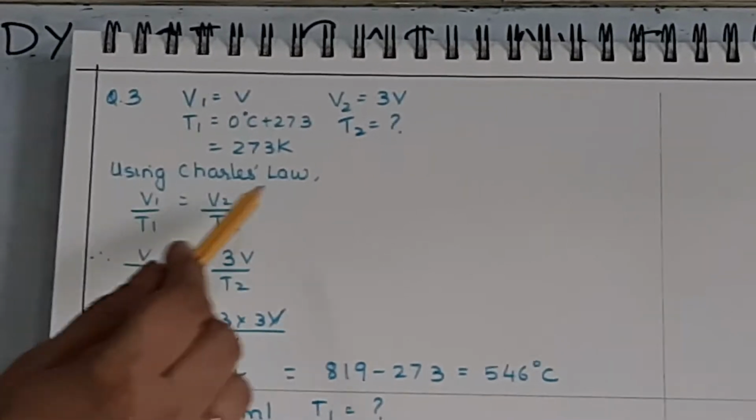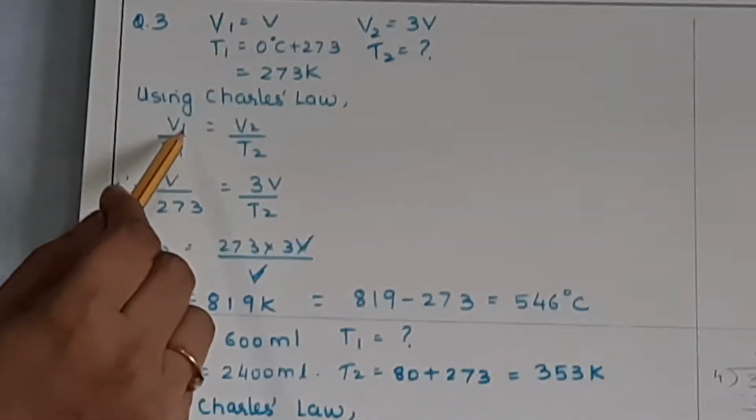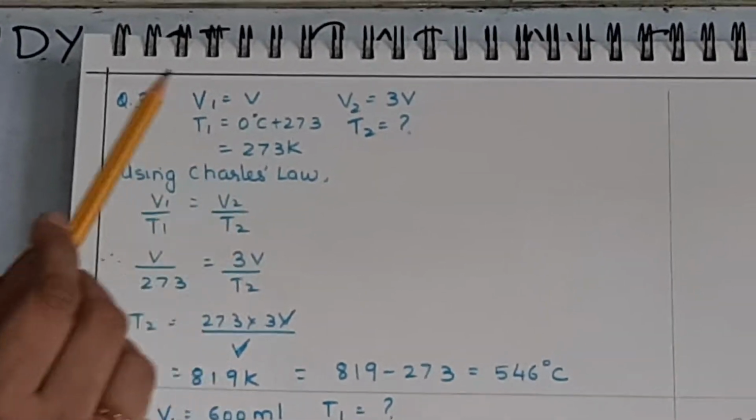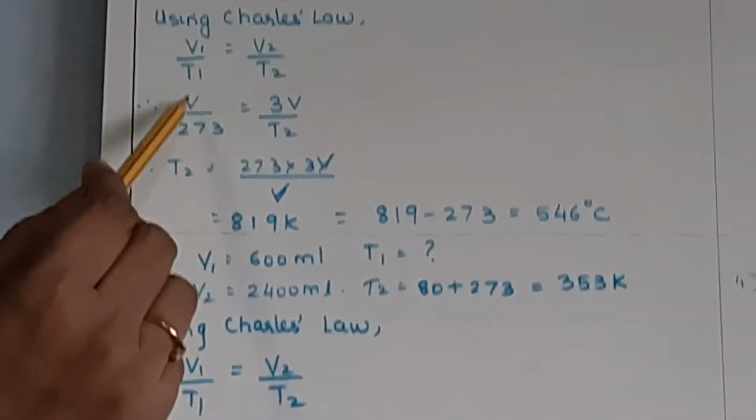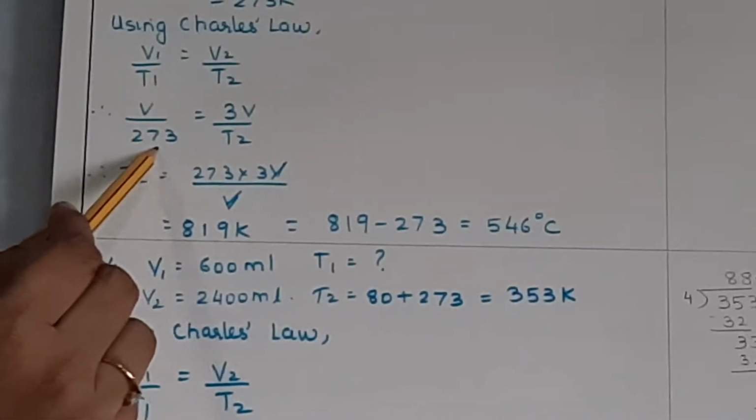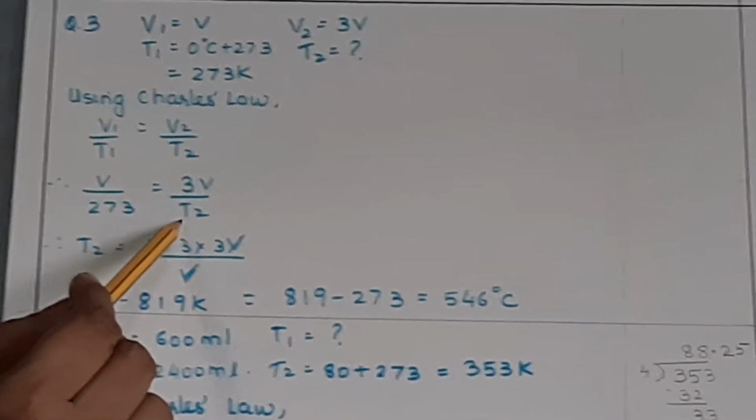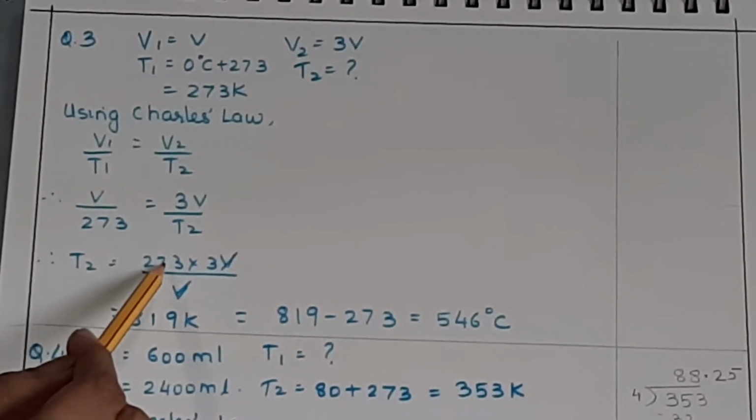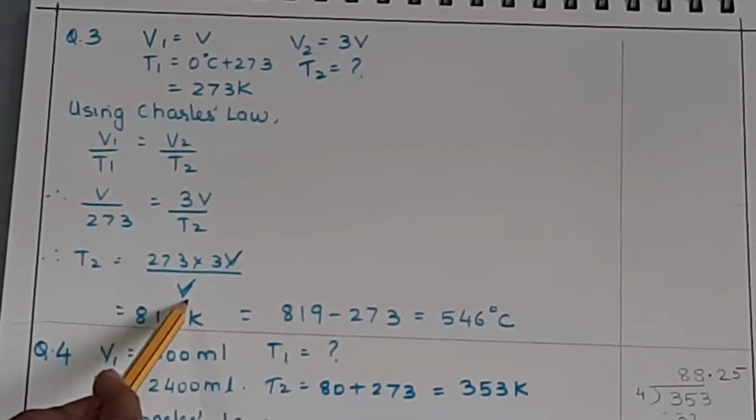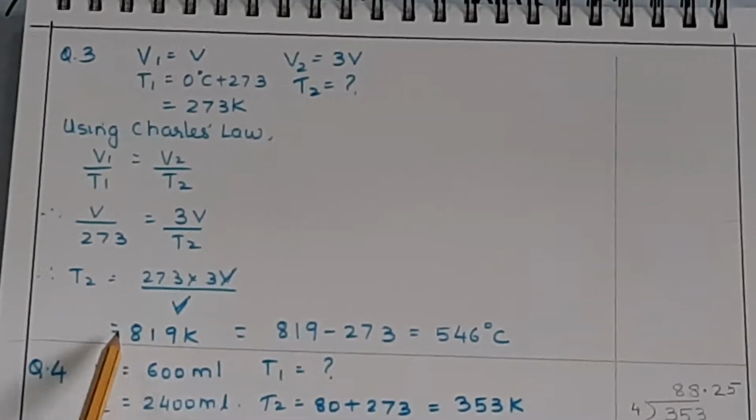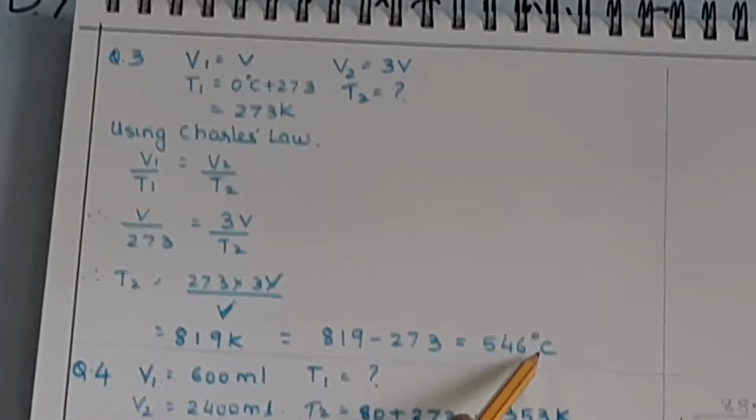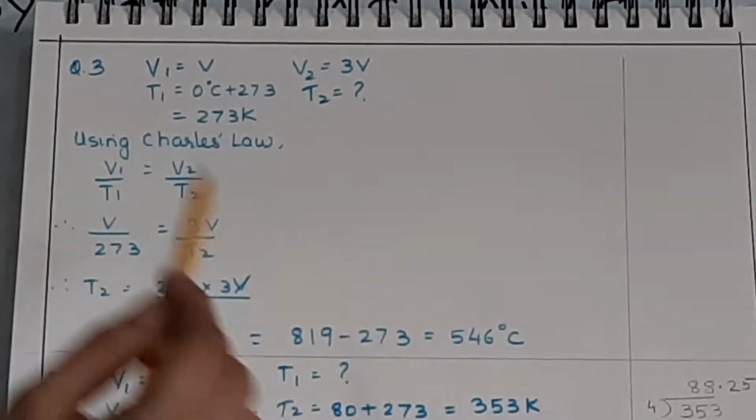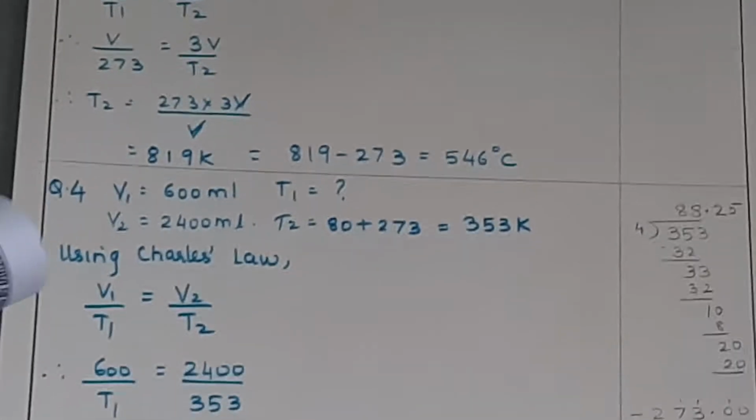Okay. So using the Charles law, again you write V1 upon T1 is equal to V2 upon T2. Now substitute the values. This will be V upon 273 is equal to 3V upon T2. So now T2 is our unknown, so T2 will be equal to 273 into 3V, cross multiplying, upon V. So this V and V is going to get cancelled. So T2 will be 819 K, which, subtract 273 from it, is equal to 546 degrees Celsius. Okay, clear? Now moving to the fourth sum.